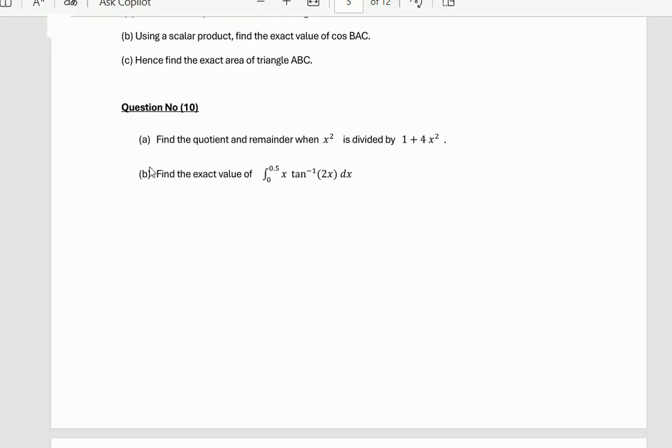Question number 10, find the quotient and remainder when x is divided by 1 + 4x². Find the exact value of the integral from 0 to 0.5 of x tan⁻¹(2x) dx.